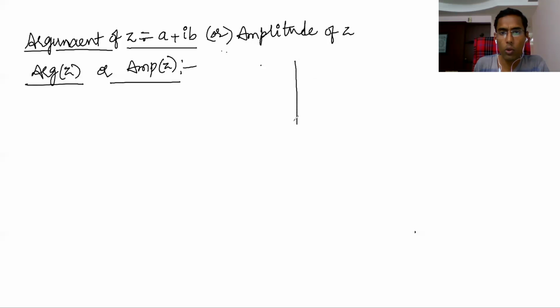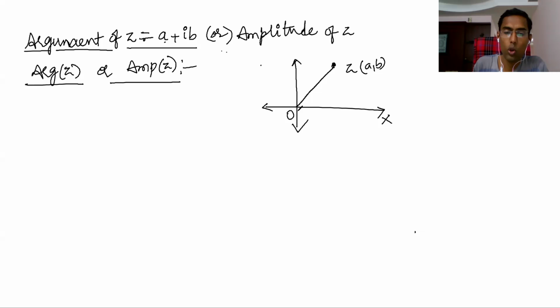Simply, if we have to state the definition, let's say z is a complex number a comma b. Here O is the origin and z is here. If Oz makes an angle theta with the positive direction of the x-axis, measured in anti-clockwise direction, then that theta is called the argument. Very simple definition, I think you understand.